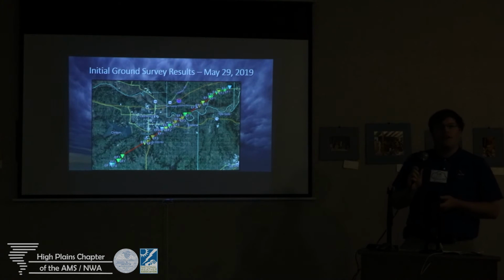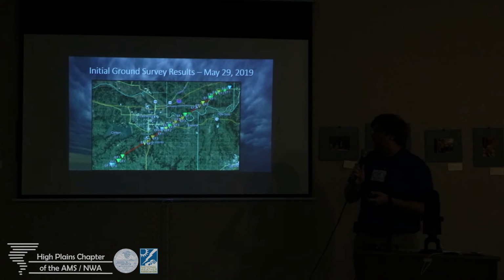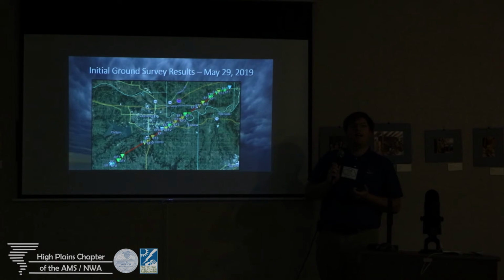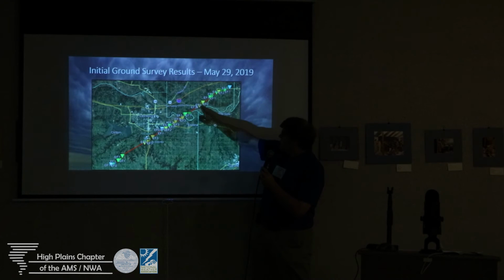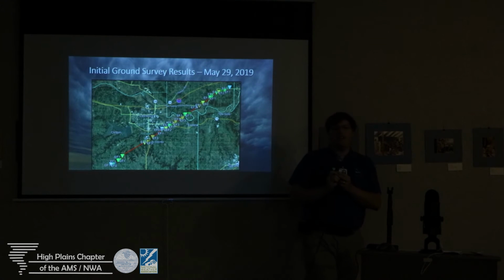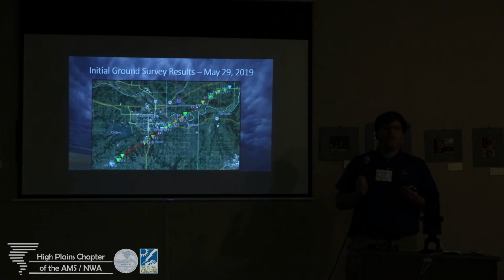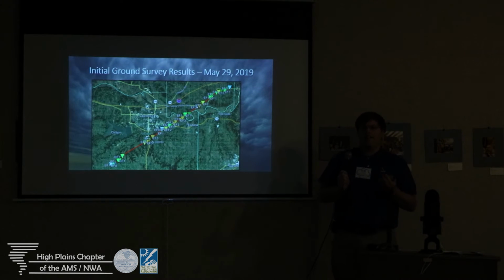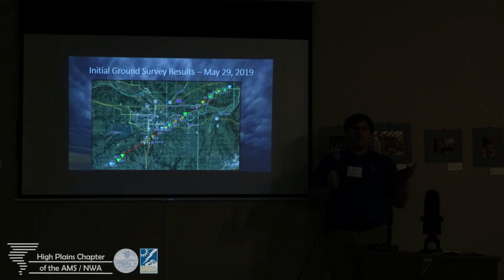So after the initial ground survey, which lasted throughout the day on May 29th, this was the initial tornado track that we came up with. And looking at the damage indicator points, it was pretty well covered across most of the track of the tornado. I mean, this was a 30-mile long tornado track through a relatively populated area. It's a lot to go through on a damage survey. If any of you have been on damage surveys, you know how long they can take.